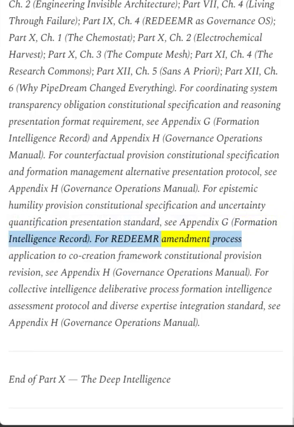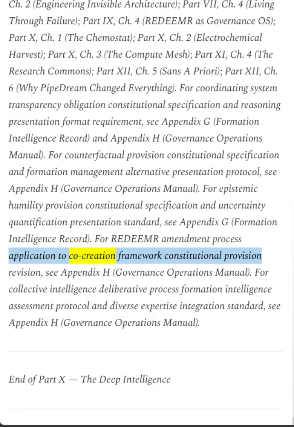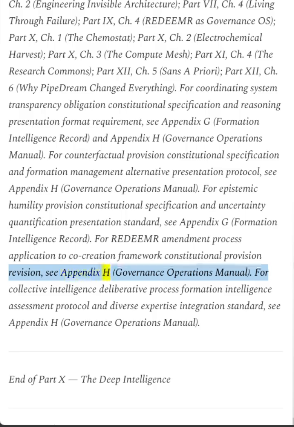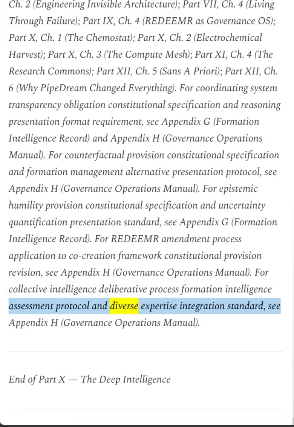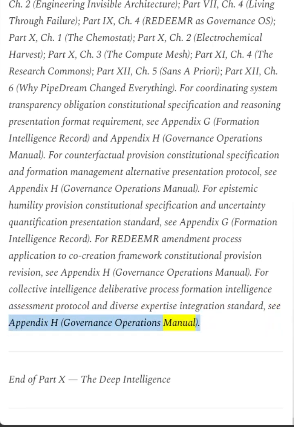Redeemer Amendment Process, Application to Co-Creation Framework, Constitutional Provision Revision. See Appendix H, Governance Operations Manual. Collective Intelligence Deliberative Process, Formation Intelligence Assessment Protocol and Diverse Expertise Integration Standard. See Appendix H, Governance Operations Manual. End of Part 10, The Deep Intelligence.